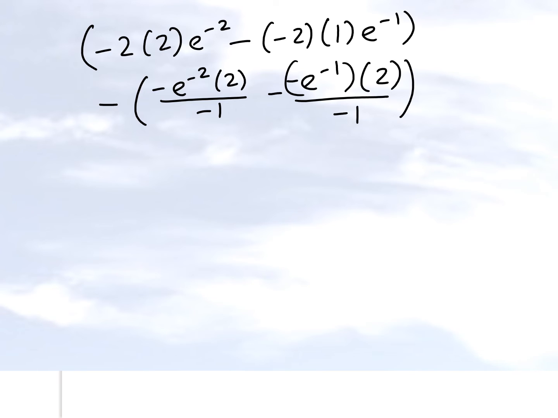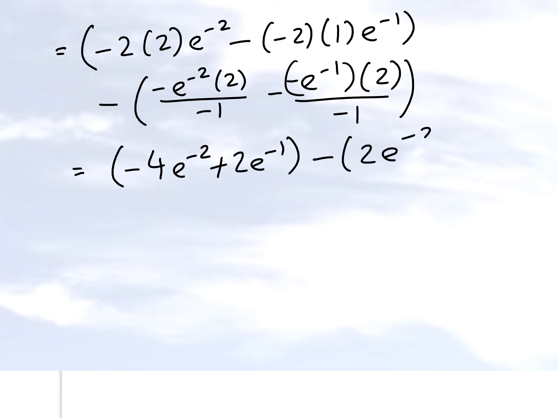So if we do that, we get minus 2 times 2 e to the power minus 2, then minus 2 times 1 e to the power minus 1. That's from the first expression. And from the next expression, we get minus e to the power minus 2 times 2 divided by minus 1, minus e to the power minus 1 times 2 divided by minus 1. And so from there, if we write in a simple form, we get this from the first one, and from the second one we get this.